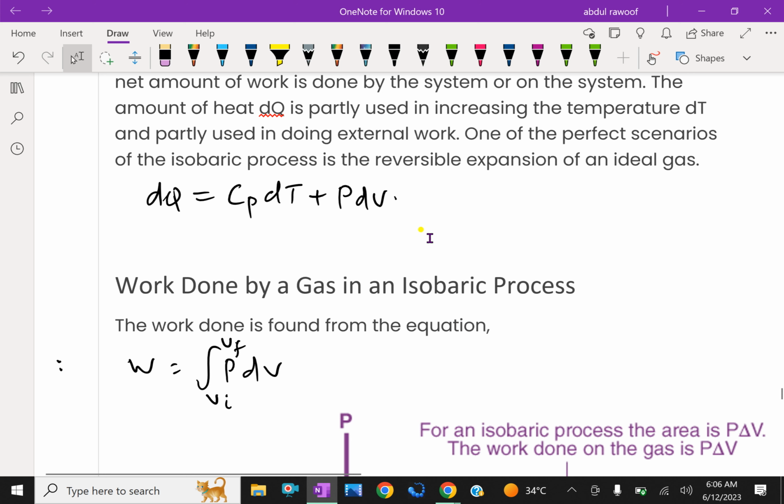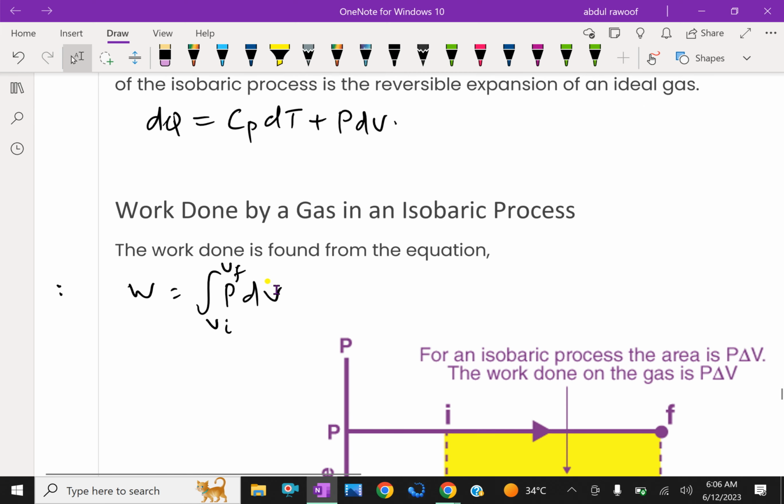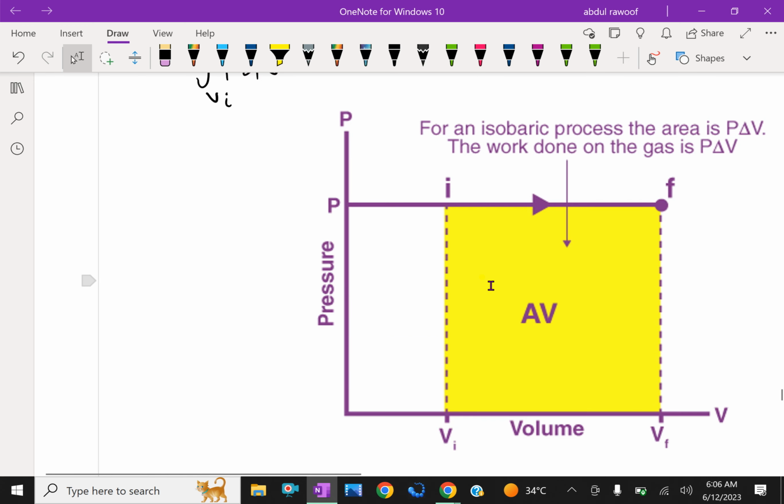This is the equation for the isobaric process. Work done by a gas in an isobaric process is W equals the integral from V initial to V final of PdV. If we integrate this PdV with respect to the initial and final volumes, V1 to V2, we get the work done by the gas. Look here, this is the area under the line, which is the work done by the gas, that is PdV.